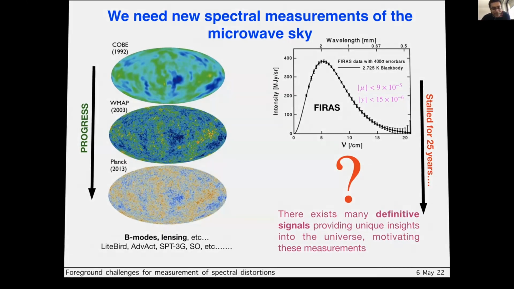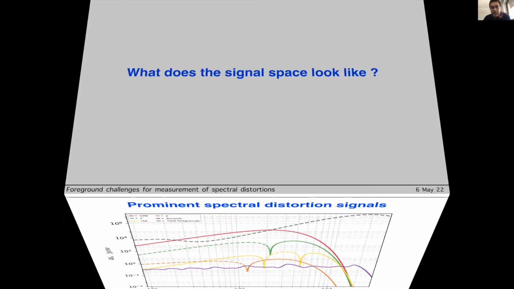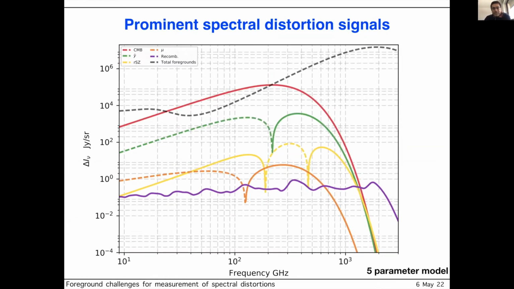Now, what does the signal space look like? I told you there are all these spectra, but let's distill down to the signals that we are primarily after. The red line is basically the correction we hope to measure on the CMB temperature, which FIRAS has measured to be 2.725 Kelvin. This is nothing but the derivative of the black body, but these are corrections that we will need to measure, because to measure something like mu, which is shown in the orange curve here, you would need to be measuring the CMB temperature to nanokelvin precision.